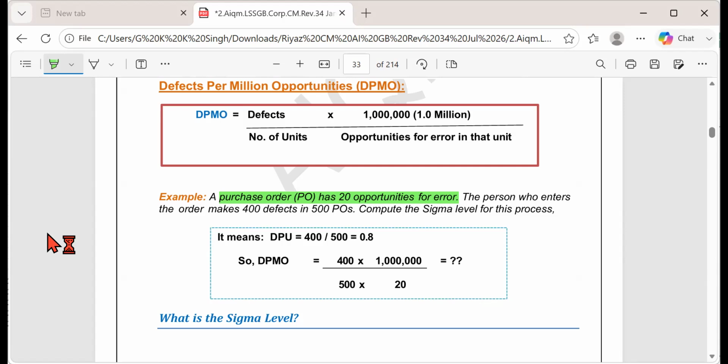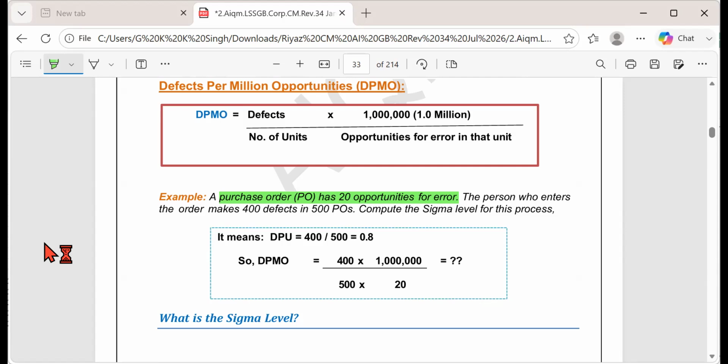What are the different opportunities that can happen? So how much is your DPMO? Just calculate and tell me. So 400 divided by 500 multiplied by million divided by 20. How much is the DPMO? 40,000. 40,000, right.